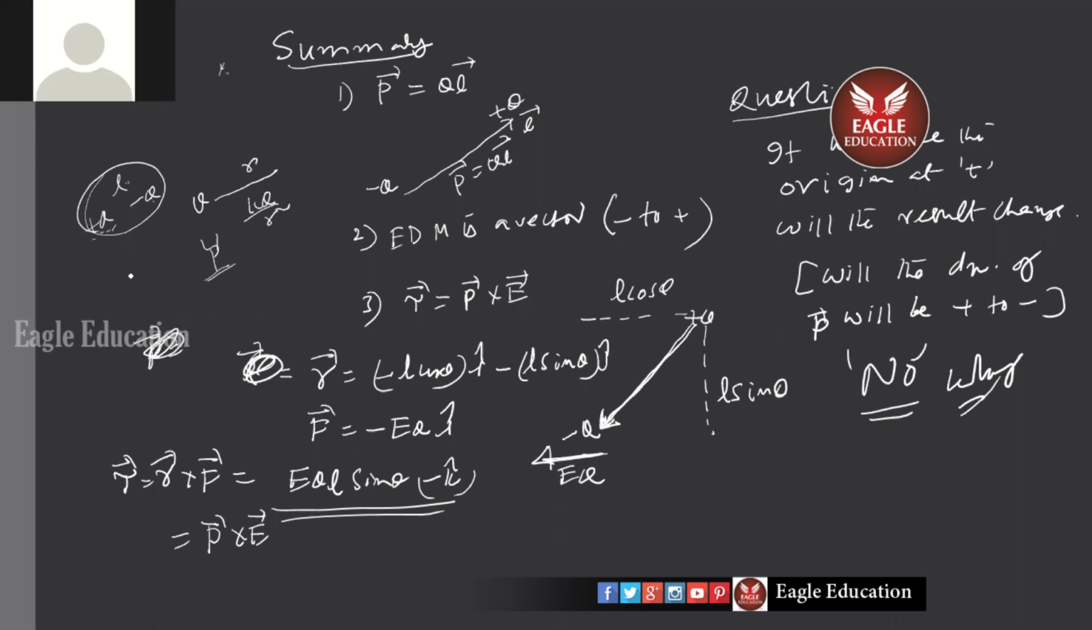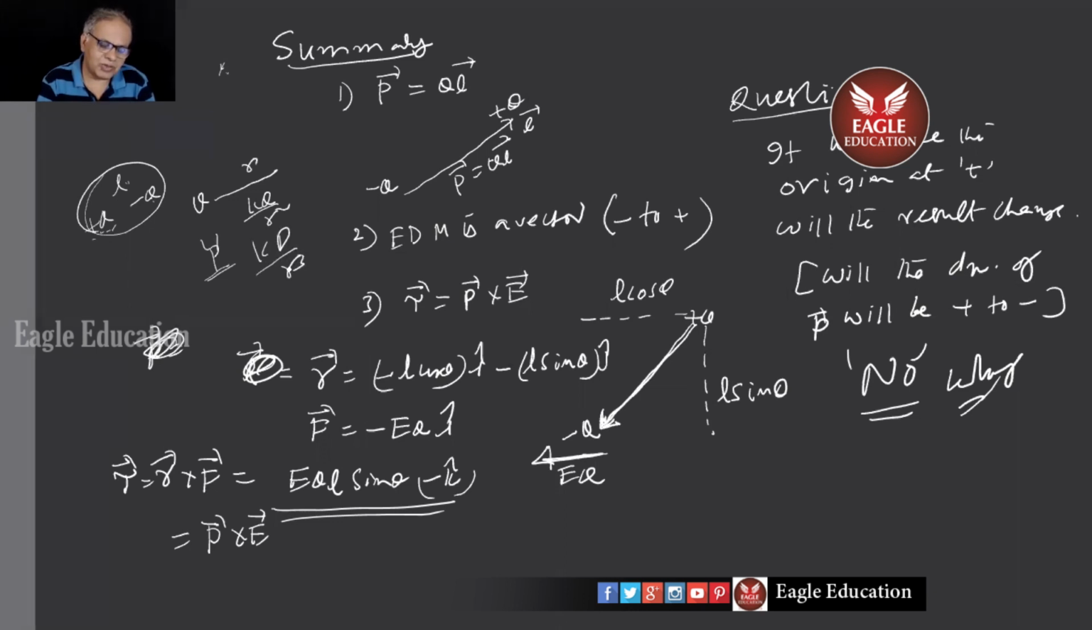Tell me, E is Q by R square. Similar to that, we'll get something like Kp by R cube, something like that you get for the electric field in terms of P. Or 2Kp by R cube, something like that you will get. All right. That we'll be doing tomorrow.